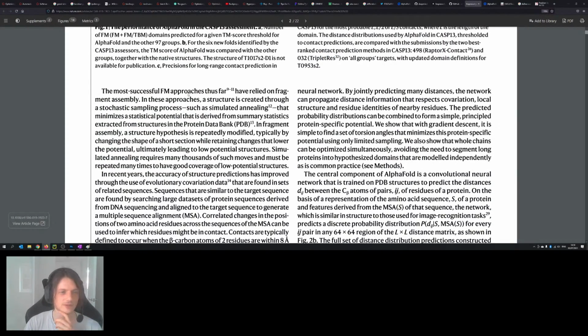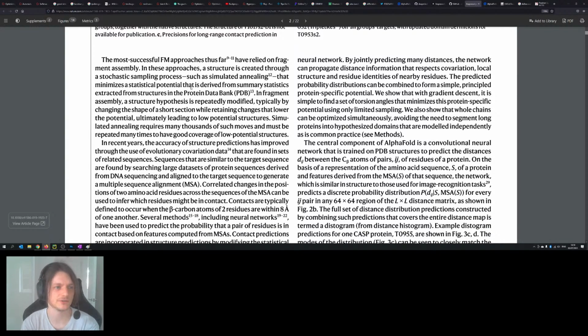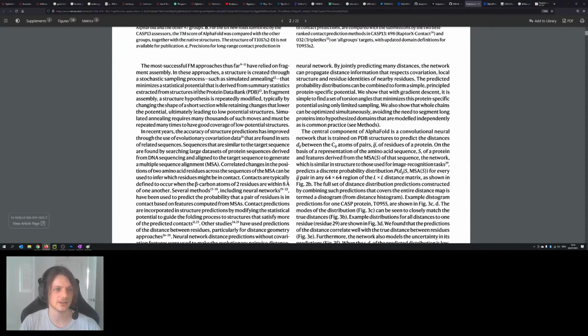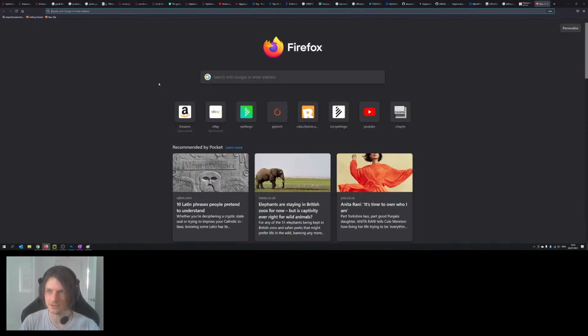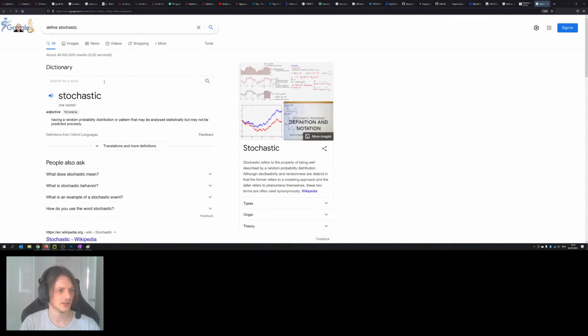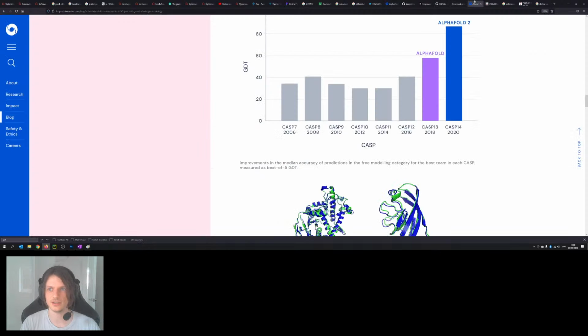The most successful FM approaches thus far have relied on fragment assembly. In these approaches, a structure is created through a stochastic sampling process. I do know what this means, I have to remind myself though. Random probability distribution or pattern that may be analysed statistically but may not be predicted precisely. Okay.